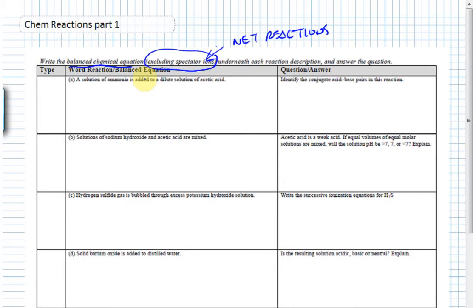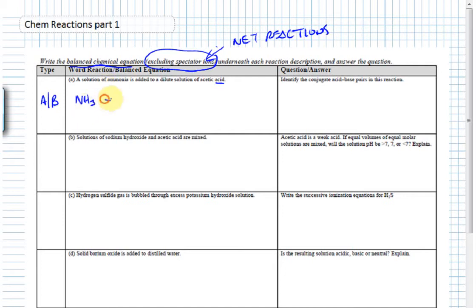So a solution of ammonia is added to a dilute solution of acetic acid. Key word here, acid. As soon as you see the word acid, you're probably thinking to yourself acid-base, and this is definitely an acid-base reaction. You get credit for just writing the reactants. So, ammonia. No need to put the phases. Everything is an aqueous solution unless you're told otherwise.